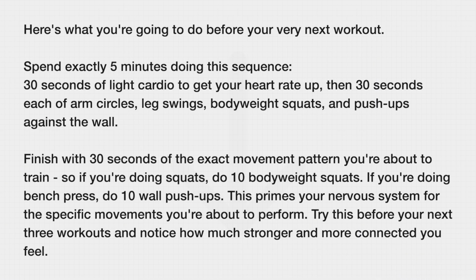Spend exactly 5 minutes doing this sequence. 30 seconds of light cardio to get your heart rate up, then 30 seconds of each arm circles, leg swings, body weight squats, and push-ups against the wall. Finish with 30 seconds of the exact movement pattern you're about to train. So if you're doing squats, do 10 bodyweight squats. If you're doing bench press, do 10 wall push-ups. This primes your nervous system for specific movements you're about to perform.